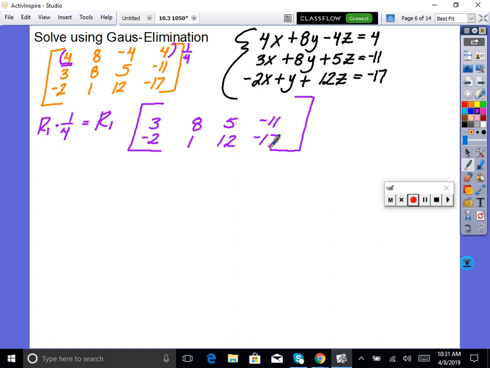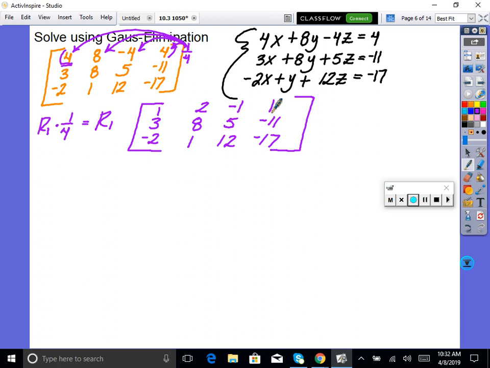Alright, so now we're going to put in our new row 1. Times by a 4th, and we get a 1, don't we? Times by a 4th, we get 2. Times by a 4th, we get -1. And then times by a 4th, and we get 1. So now check. You have a 1 in the correct position, the X.